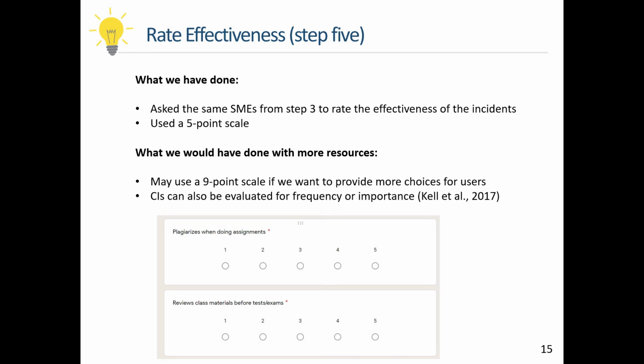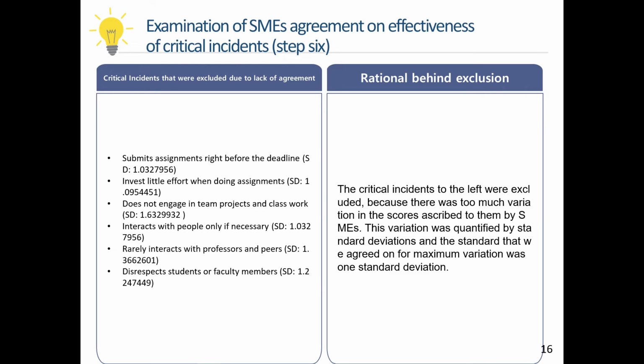Finally, I would also like to say that we should have used a different set of SMEs than the people we had for step 3. That was a bit of an oversight on our part. Moving on to step 6, we established agreement between the SMEs on the effectiveness of the critical incidents. This was done by taking the data collected in step 5 and removing any CIs that didn't have high levels of agreement between SMEs. We measured this by taking standard deviations from every CI rating in step 5.